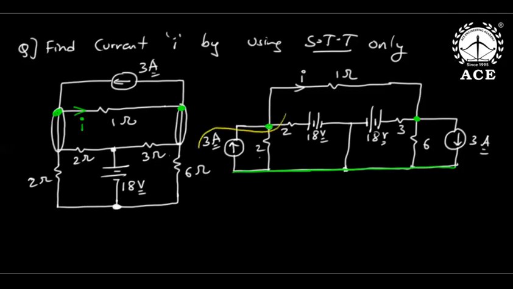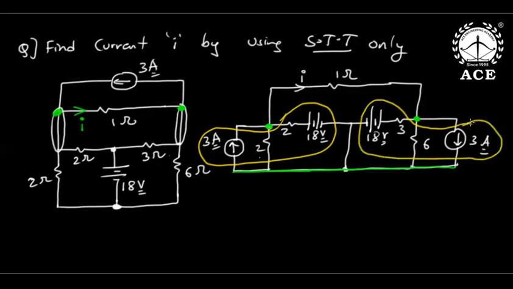Now, these all are parallel. I will lump them. And here also, between these two nodes, these all are parallel. I will lump them. So what will I do? 18 volts in series with 2 becomes 9 amperes in parallel. 9 entering and 3 entering is a total of 12 entering. And 2 parallel becomes 1. On the right side also, at this junction, 18 by 3, 6 is entering, but 3 is leaving. 6 entering, 3 leaving, is like 3 entering, and this 3 in parallel to 6 becomes 2.